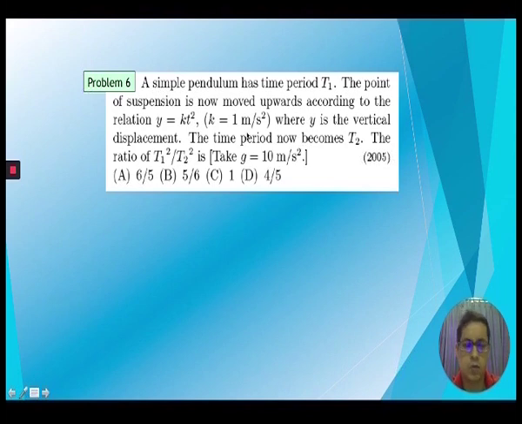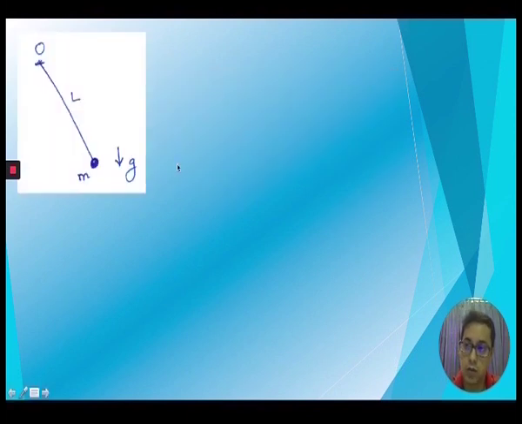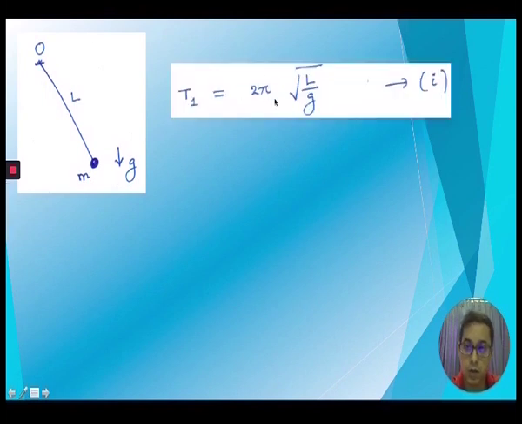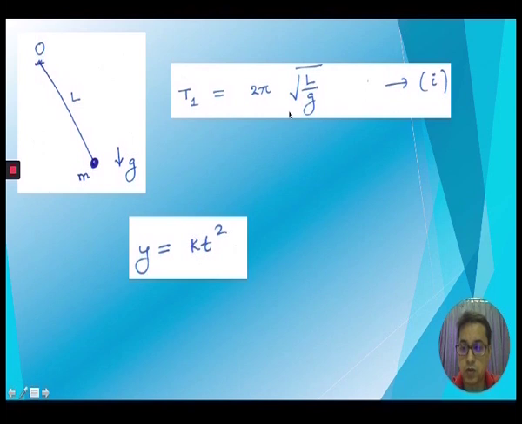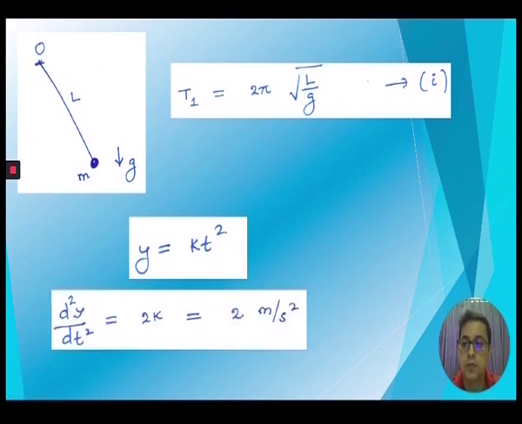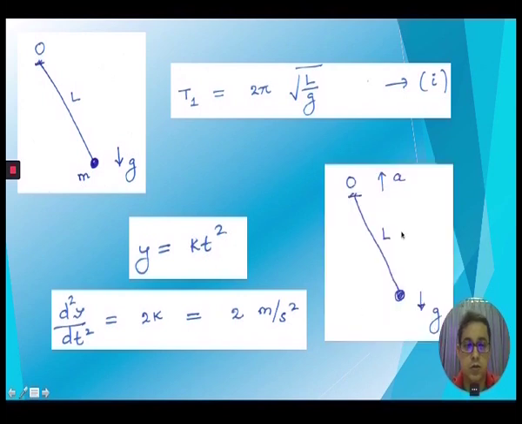This problem can be easily solved by using the concept of pseudo force. So this is the situation you have originally. Now this point of suspension O is moving upward. The time period is given for this situation. Now the point of suspension moves in the upward direction according to this relation, y equals kt square, and the acceleration is here 2 meters per second square. Now if you go into the frame of reference of this point of suspension, then it's very easy to solve this problem by applying the concept of pseudo force.